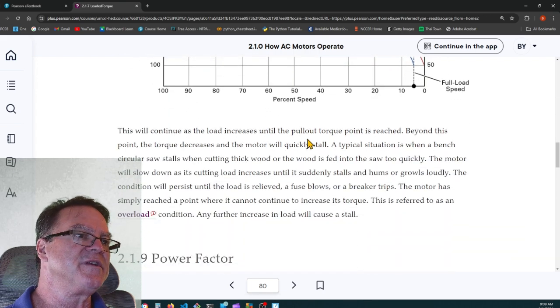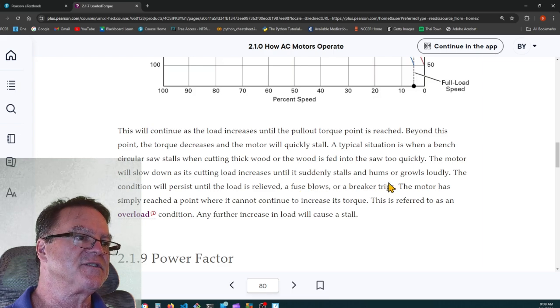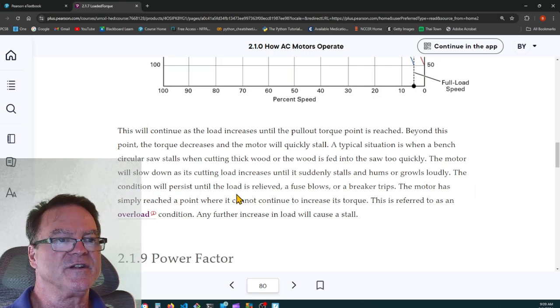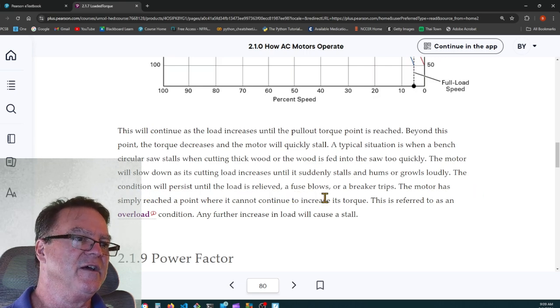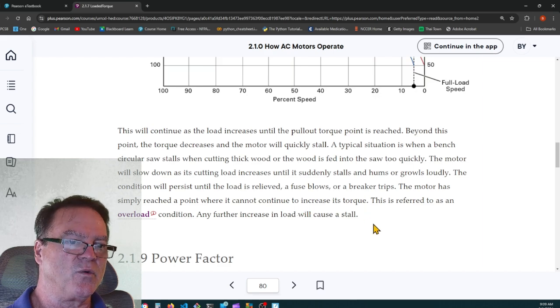This will continue as load increases until the pull-out torque point is reached. Beyond this point, the torque decreases and the motor will quickly stall. A typical situation is when a bench circular saw stalls when cutting thick wood or the wood is fed into the saw too quickly. The motor will slow down as its cutting load increases until it suddenly stalls and hums or growls loudly. The condition will persist until the load is relieved, a fuse blows, or a breaker trips. The motor has simply reached a point where it cannot continue to increase its torque.